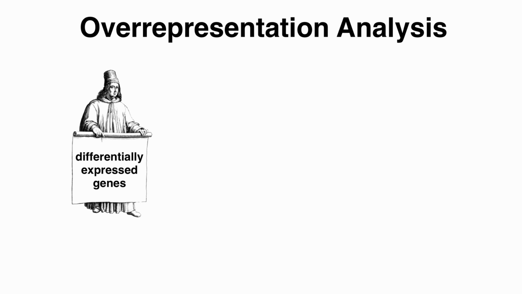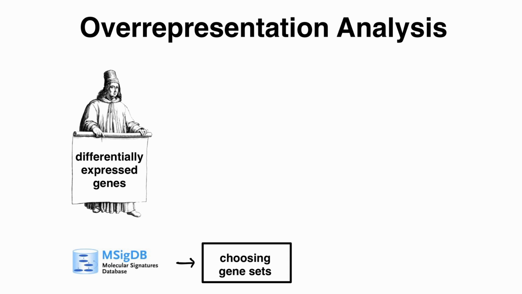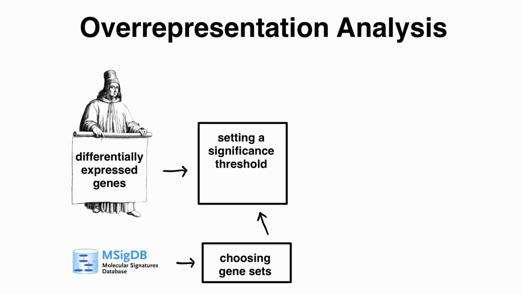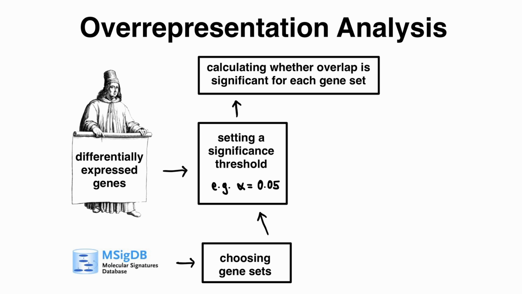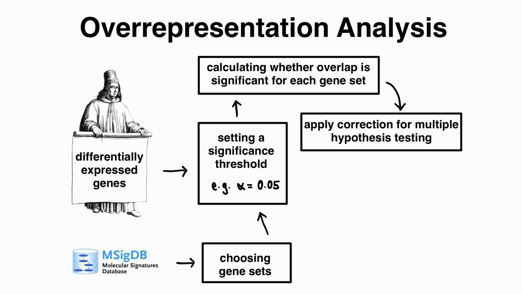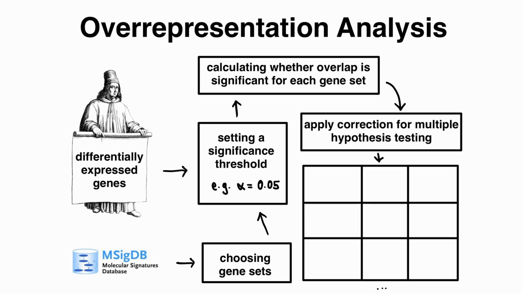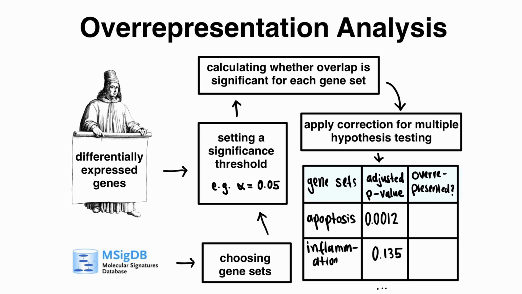To put it in a nutshell, when having found differentially expressed genes, go to MSigDB and choose gene sets out of a suitable collection. Set a significance threshold, for example alpha equal 0.05. Calculate the p-value for each gene set. Apply correction for multiple hypothesis testing to calculate the adjusted p-value. If the probability after multiple hypothesis correction meets the significance threshold, the gene set is overrepresented. And that is how we receive a human understandable list of themes out of a very long list of differentially expressed genes. And there you have it!